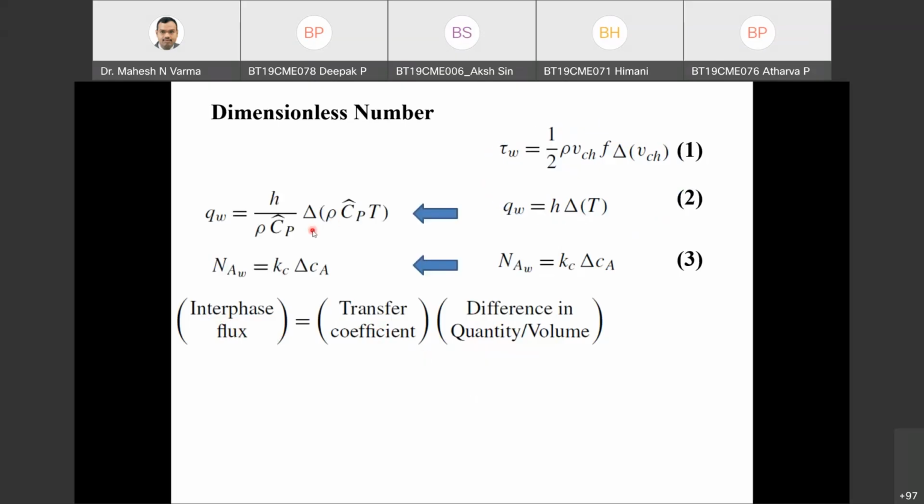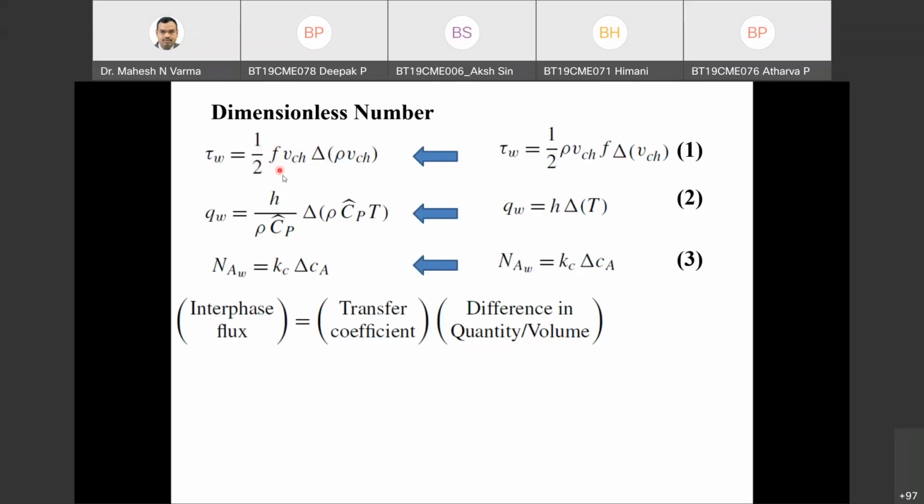So as told by roll number 6, it is rho into Cp. I can adjust rho into Cp, so this will be heat per unit volume. And similarly, in momentum transfer, I can multiply and divide by rho, and this will be momentum per unit volume. Now these three equations are more closer to each other. So these are the constants which are called transfer coefficients.